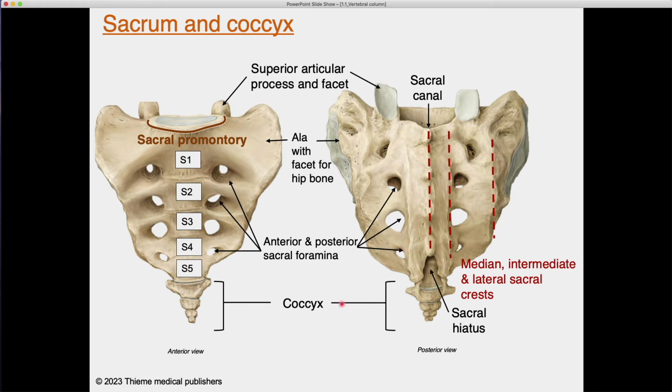I won't say much about the coccyx except what I said earlier, that it's this tailbone which is formed by the fusion of four, sometimes three, sometimes five individual coccygeal vertebrae.